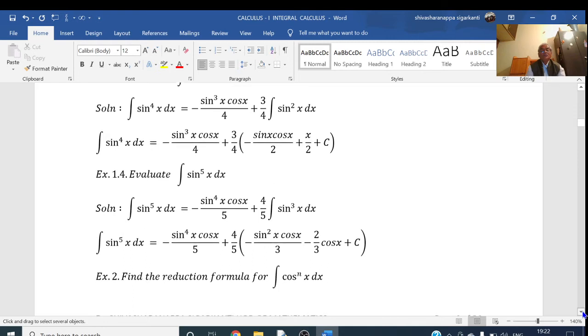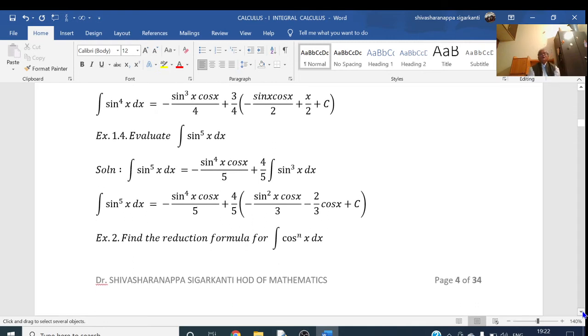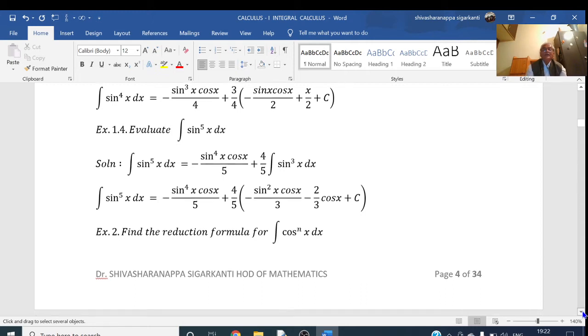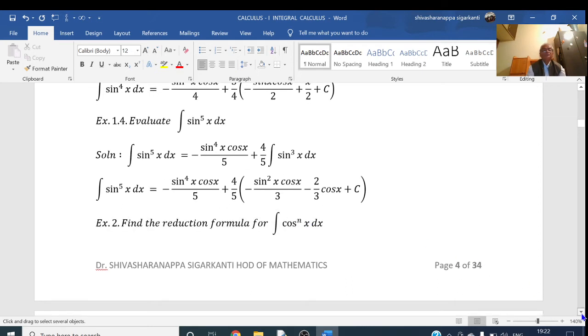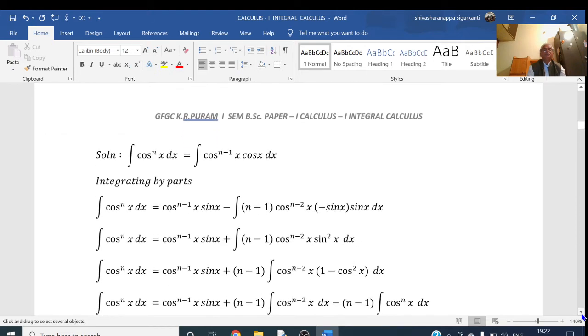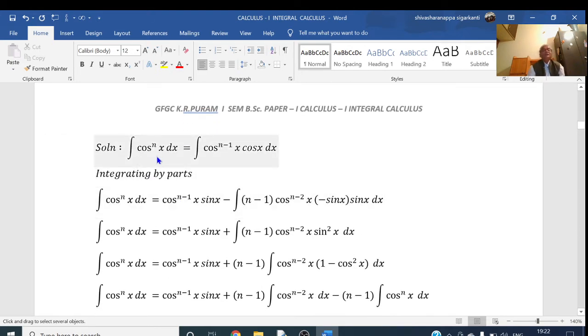Similarly, we can find out the reduction formula for cos x to the power of n. Similar method: again, I am splitting this power as n minus 1 and 1 and integrating by parts. So we get the reduction formula. To find the reduction formula, write cos x to the power of n dx as cos x to the power of n minus 1 into cos x.